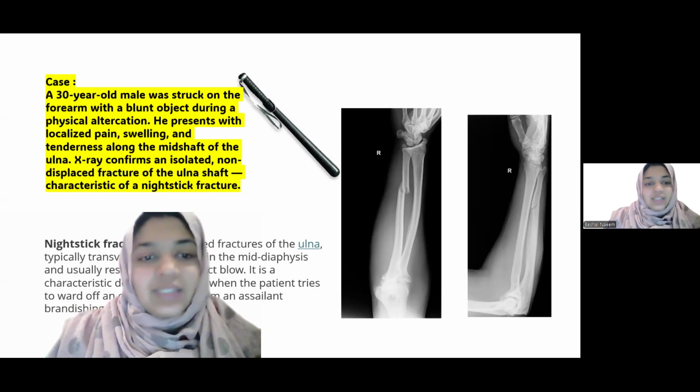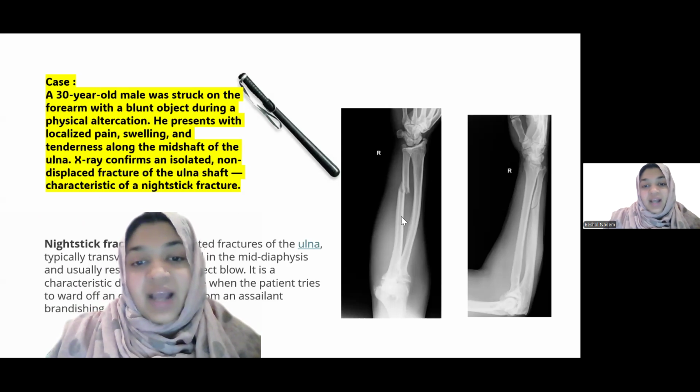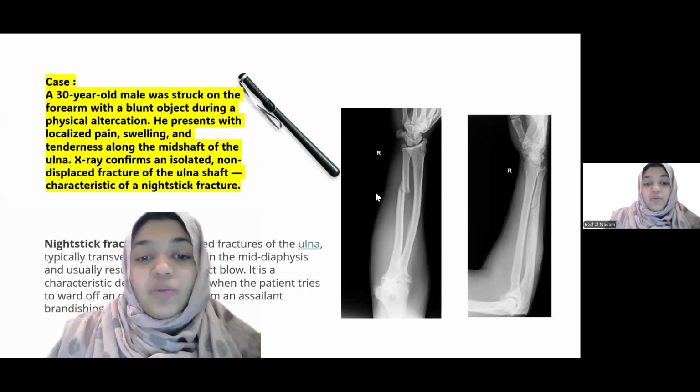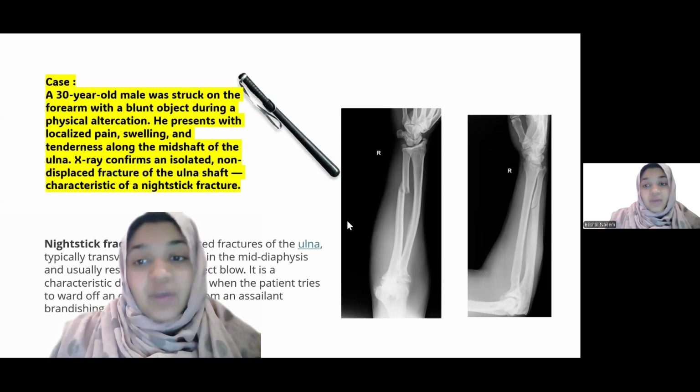So we can see nightstick fractures are isolated fractures of the ulna, typically transverse and located in the mid diaphysis, and usually resulting from a direct blow. It is a characteristic defensive fracture when the patient tries to ward off an overhead blow from an assailant, someone who's hitting you, brandishing a bar-like weapon.